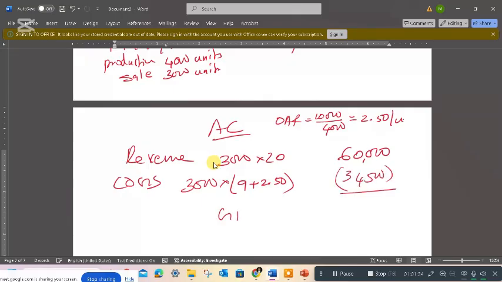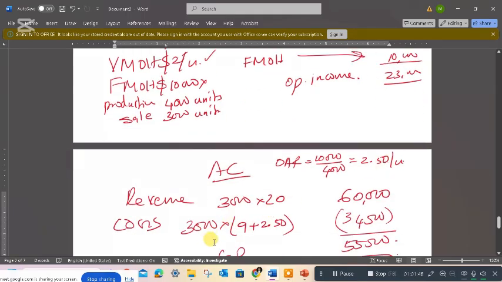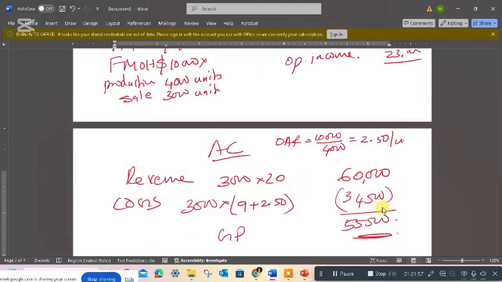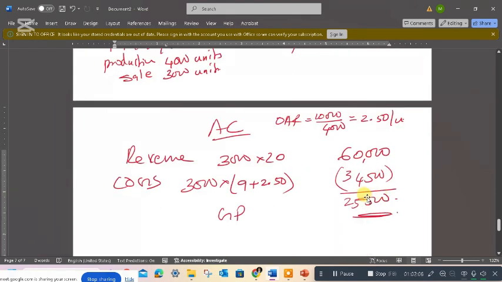So your gross profit is going to be 55,500. And there is no other expense. We are taking everything. Am I right? 55,500. Can you check this answer whether I am right? 9 plus 2.5, 34,500. Yes. Not 55,500, sorry. 25,500. So that is going to be the profit in this case. Here 23,000, here 25,500. See the difference?